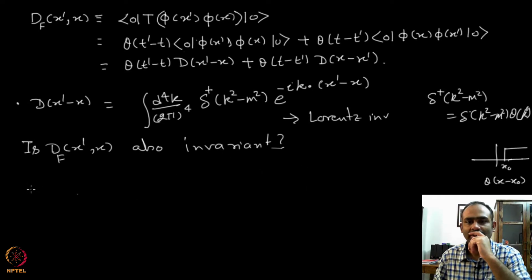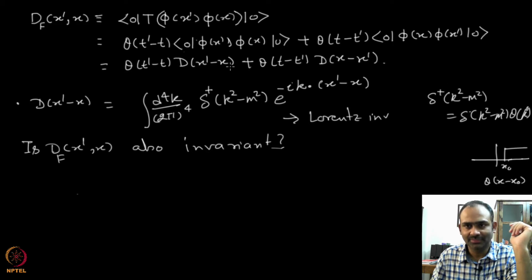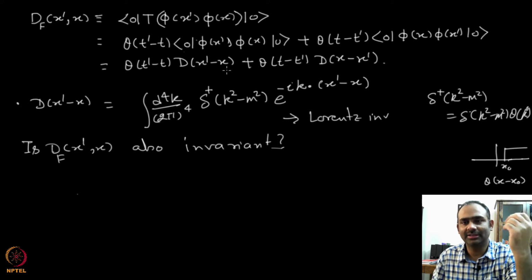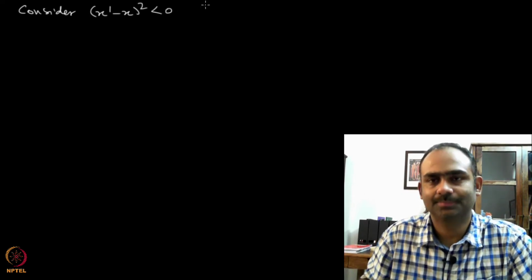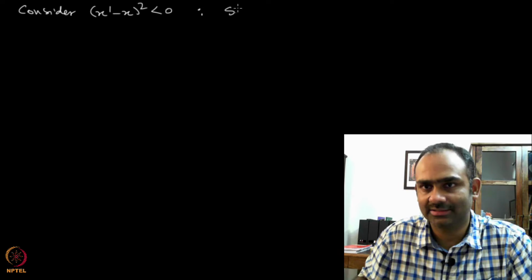So that's the goal, and what I want to do first is look at D(x' - x) and see what it is explicitly when the interval between x' and x is space-like. So consider (x' - x)^2 to be less than 0, that is, we are looking at a space-like separation.